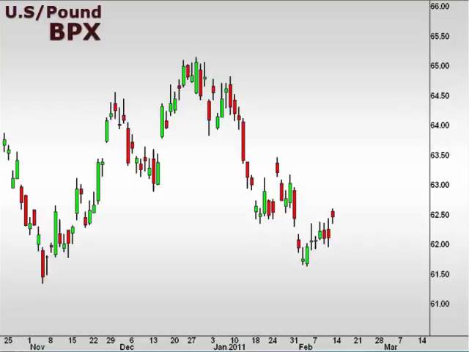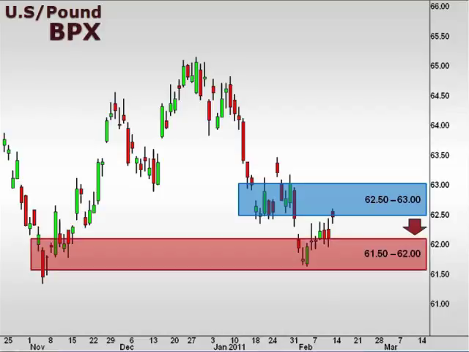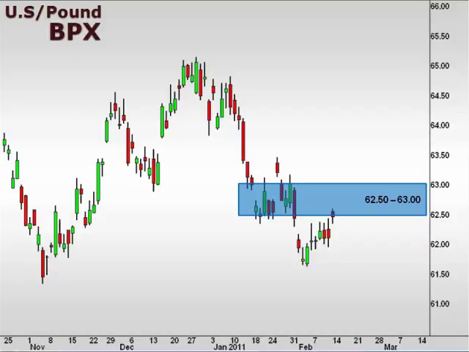Let's take a look at the U.S. versus the British pound as seen here in the ISC FX options pair value BPX. The BPX retraced up into the 62.5-63 box, but still respects the downtrend. Failure to break beyond 62.5 will likely result in a test of 61.5-62 for support.